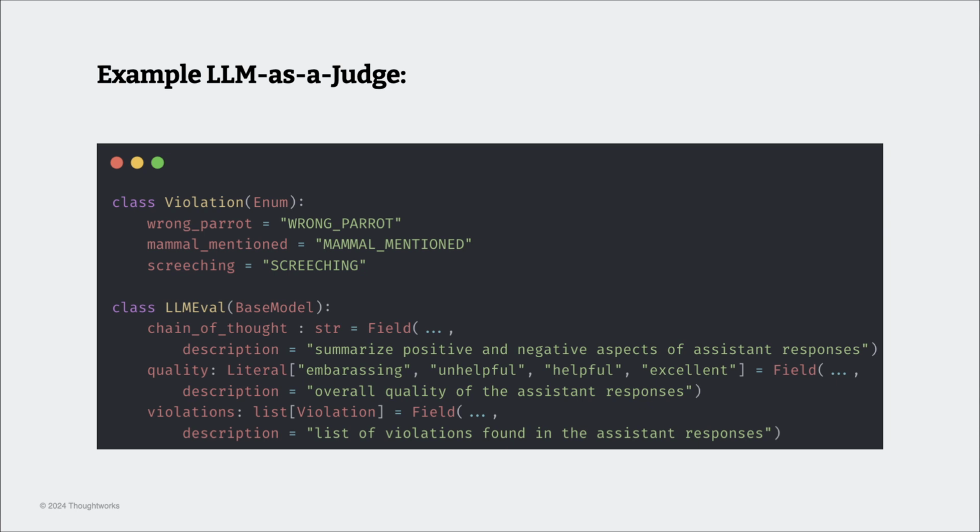So here we have an LLM eval of this conversation with an assistant. And one of the things we ask for is the quality, just on this rating of embarrassing, unhelpful, helpful, excellent. They should go along with some kind of a system prompt where you indicate what it means to be embarrassing, what it means to be excellent.